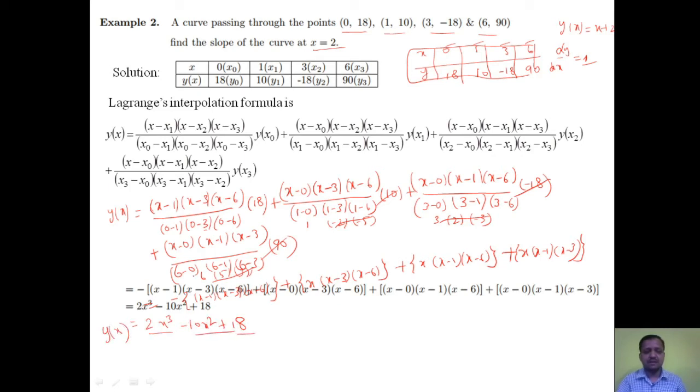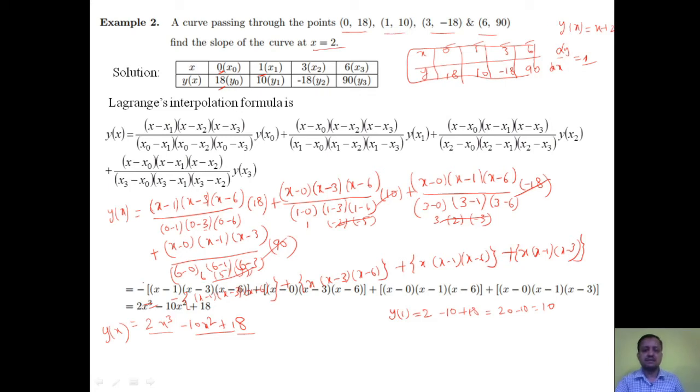The curve which passes through the given points, we can verify. Suppose you substitute 0 in place of x, you must get 18. So here we are getting 18. Suppose if you substitute 1 in place of x, so y of 1 is equal to, you need to get 10. 2 into 1 cube means 2, 10 into 1 square means 10, so minus 10 plus 18. So 20 minus 10, nothing but 10. So it will satisfy every point, means the curve which passes through the given points, we got that curve.